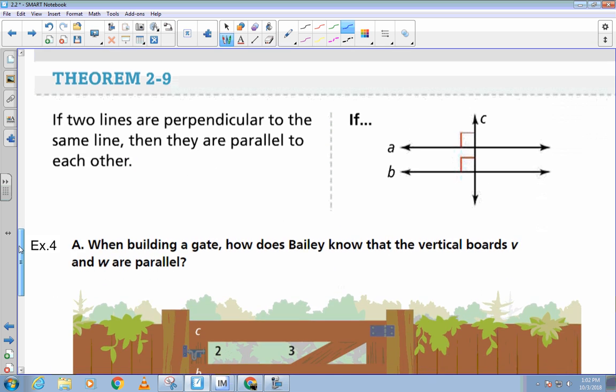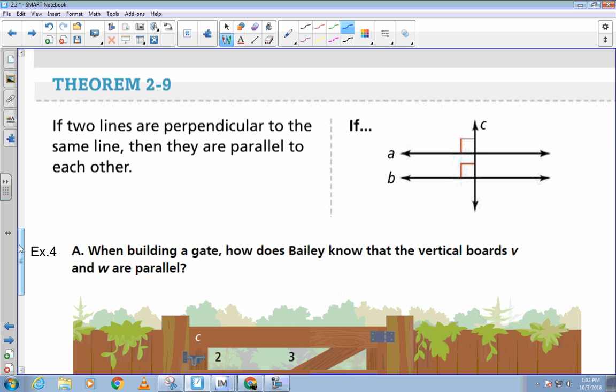Okay, here's another one. When two lines are perpendicular to the same line, then they are parallel to each other. Okay? So in this situation, if A is perpendicular to C, so this is perpendicular, creating a right angle, A and C, and B is perpendicular to C, they create a right angle, right? And this theorem says that you can state that A is parallel to B. So if you've got two different lines perpendicular to the same line, then they are parallel to each other.